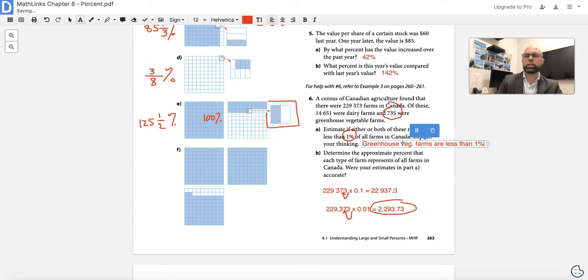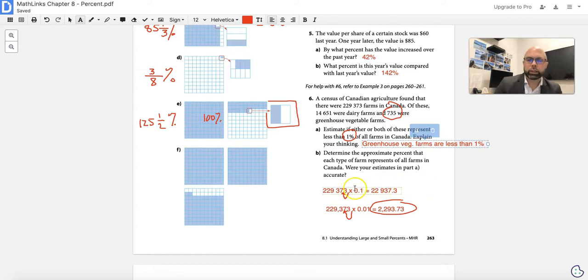Now, all of that you could do in terms of mental math. You could do this math down here and just move decimals over. You don't have to show that work, and just say, yep, 735 is less than 2,200. The other one, by the way, is not. Dairy farms, 14,000. That is more than 1%. 7 times more. Determine the approximate percent that each type of farm represents of all farms in Canada.